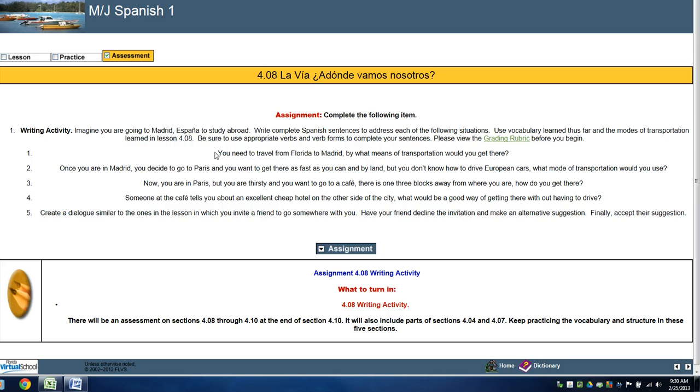So let's look at number 1. It says you need to travel from Florida to Madrid. So by what means of transportation would you get there? Now you may just want to jump to by plane, but remember you need to have a verb to make it a complete sentence. So if you're traveling, you're going to say, I am going to go to this place by plane. So now you just have to figure out how to say that in Spanish.